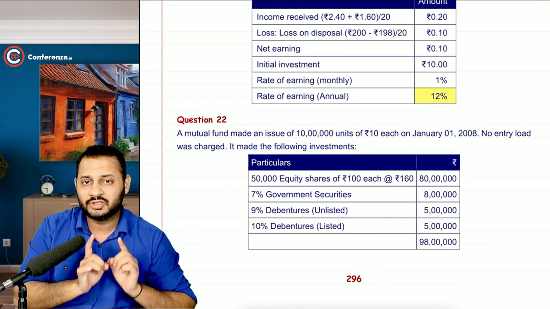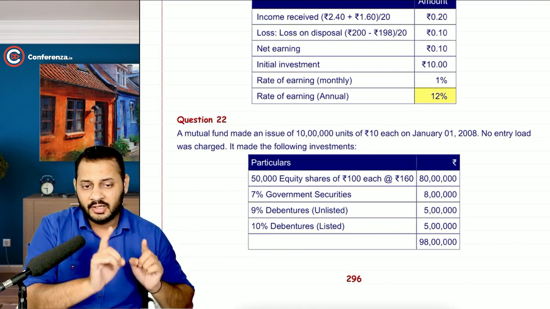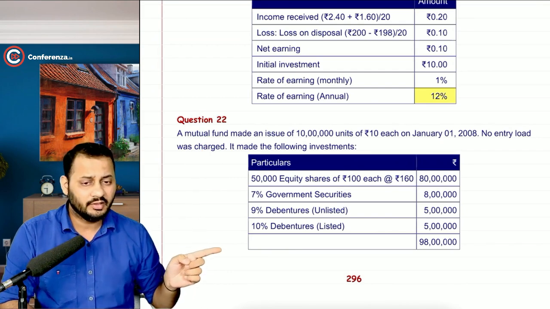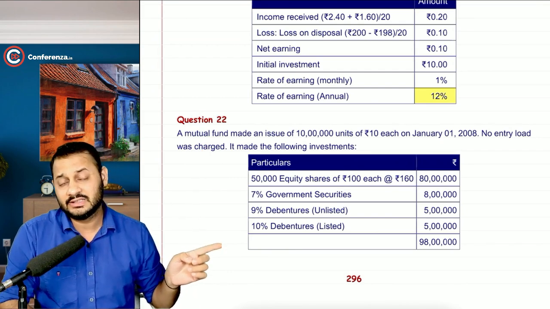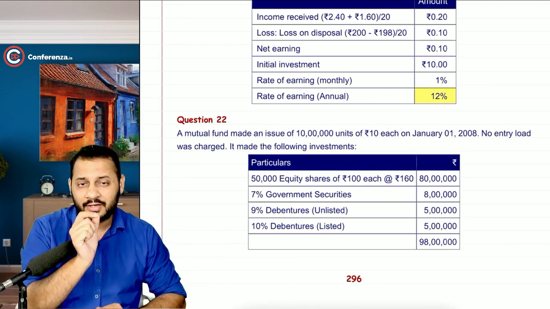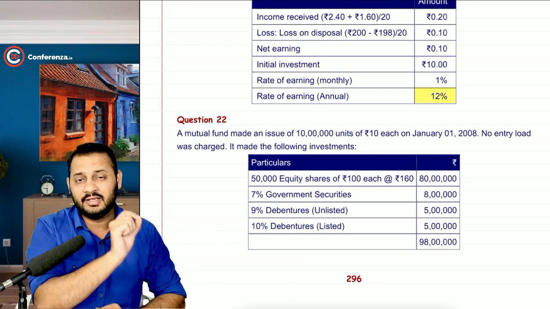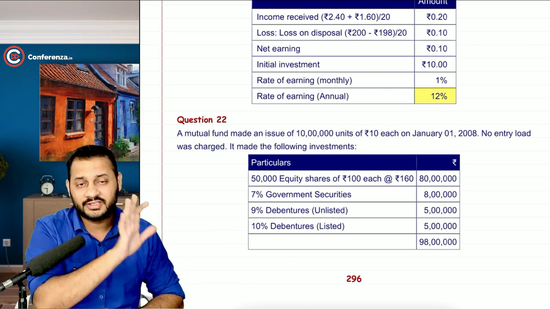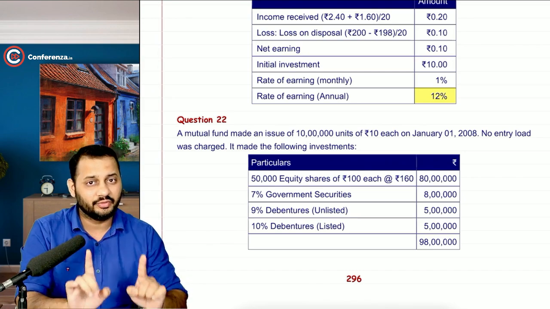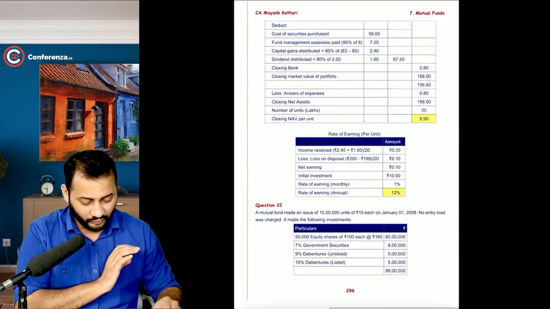And this is where a student will make a mistake. He will forget about how much is collected. He can just remember that 98 lakh rupees is invested. With this information, you can get an idea that 2 lakh rupees is still lying in your bank account, which is not presented anywhere here. So that's also an asset you should remember while moving forward.